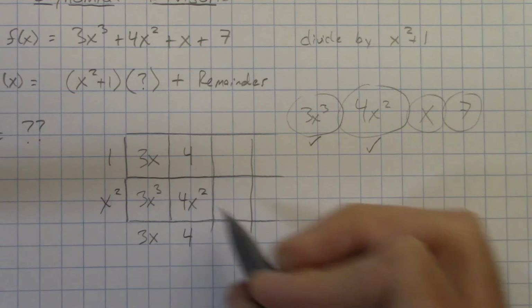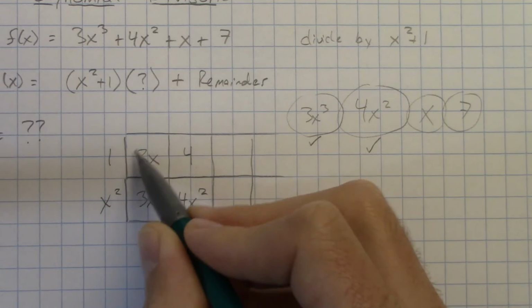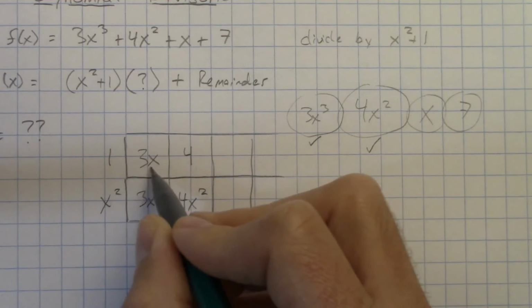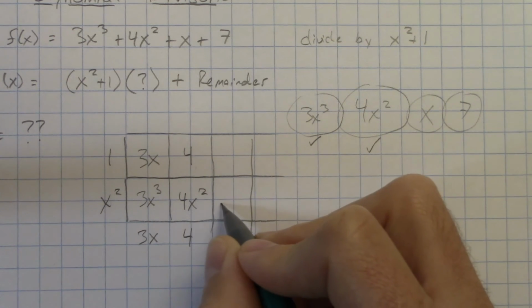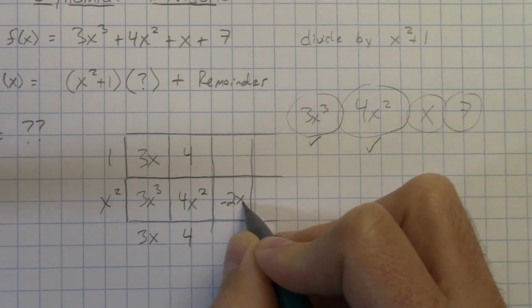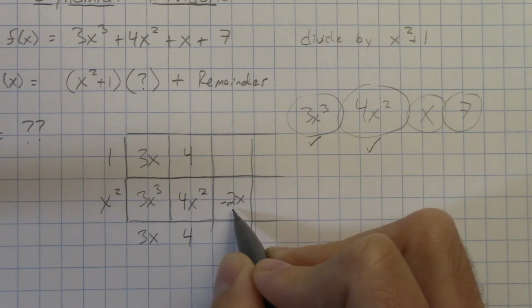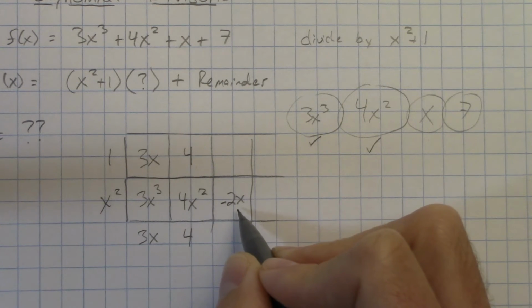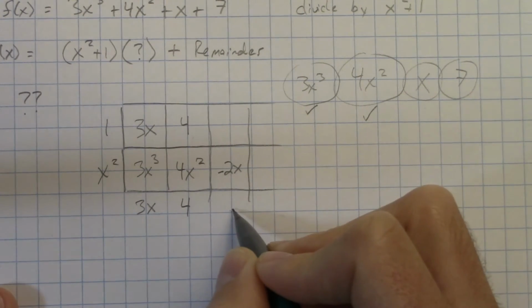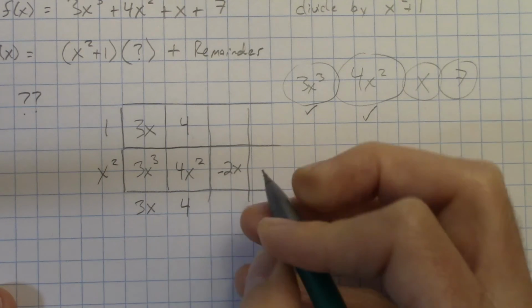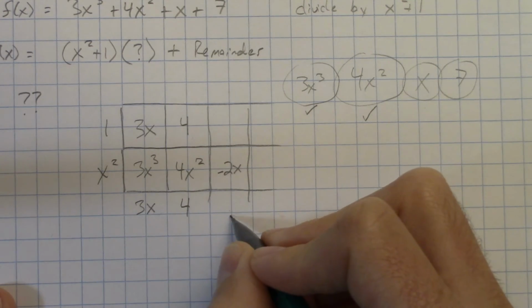So I look in my boxes and I've already got 3 x's, and if I just need 1 x, I need to get rid of 2 of them to get me just the x. So I'm going to put negative 2x. And I come down here. What times x squared would give me negative 2x? It doesn't work, right? I can't multiply a polynomial times x squared to give me negative 2x. So this is kind of where we fail. It's not going to work.